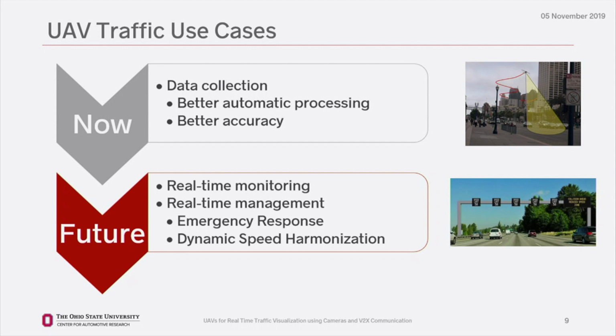So the possibility with drones is that you don't need to install permanent communication infrastructure. You can use them as a mobile radio to go and give messages to cars about potential speed limits or even to implement dynamic speed harmonization.